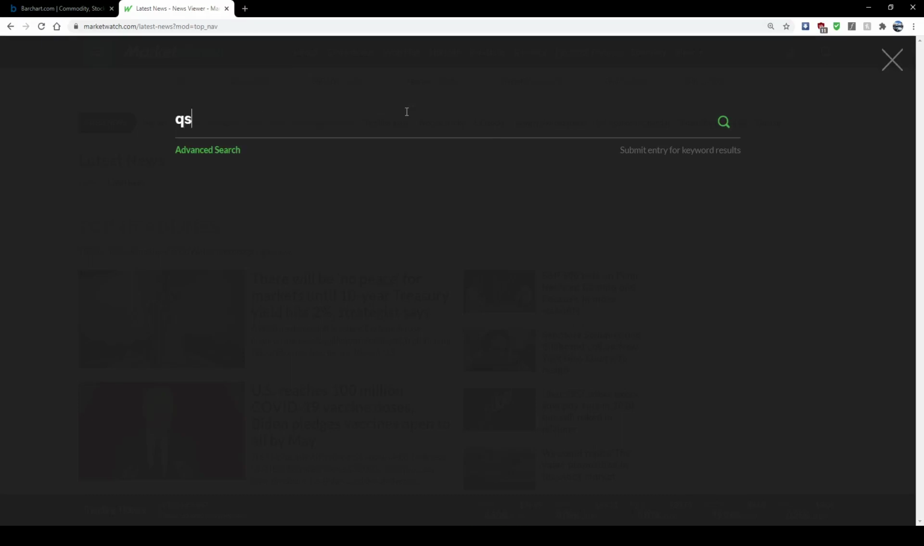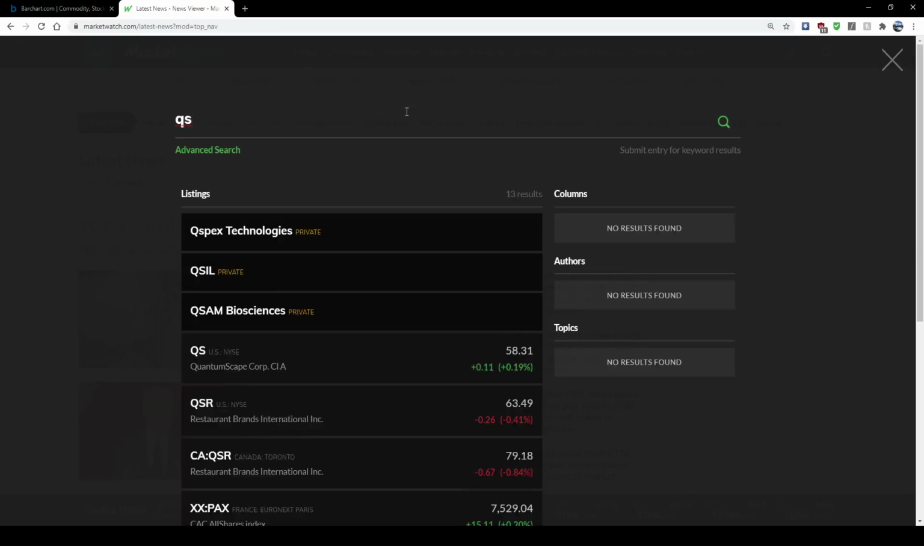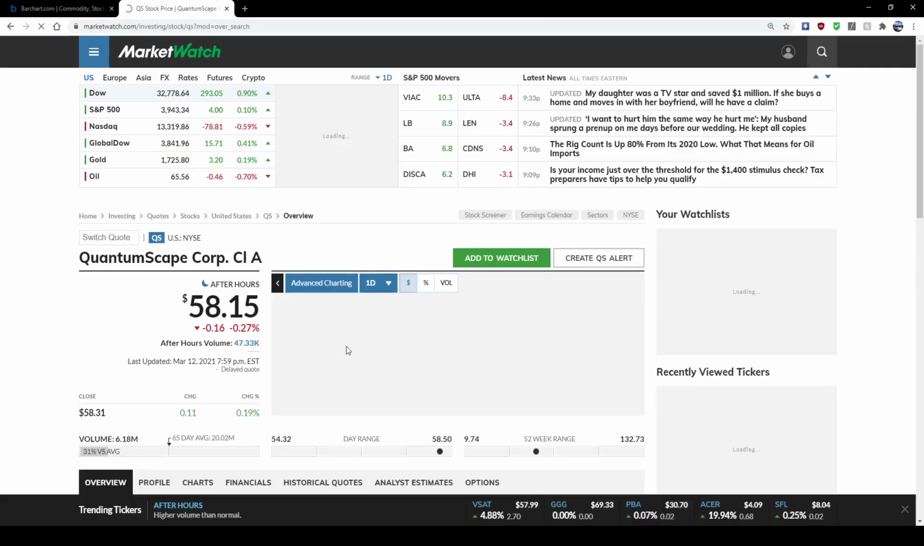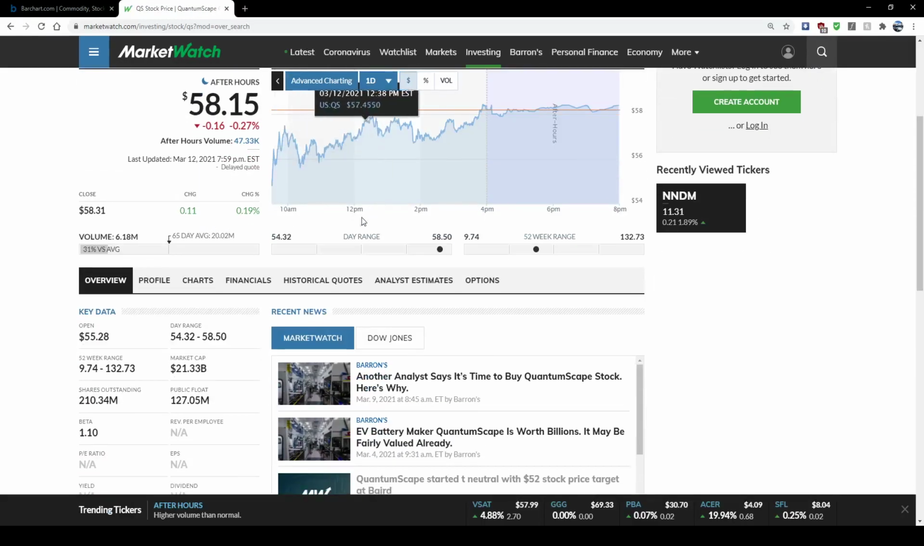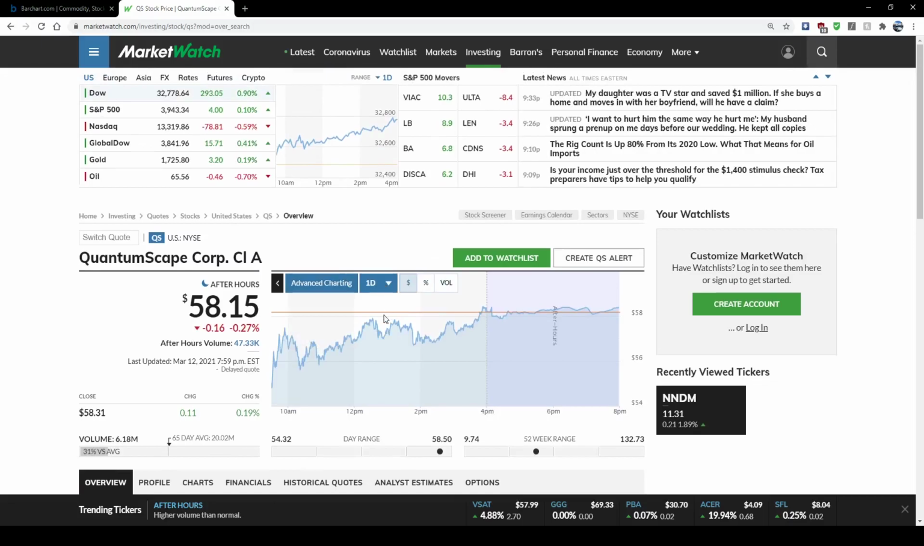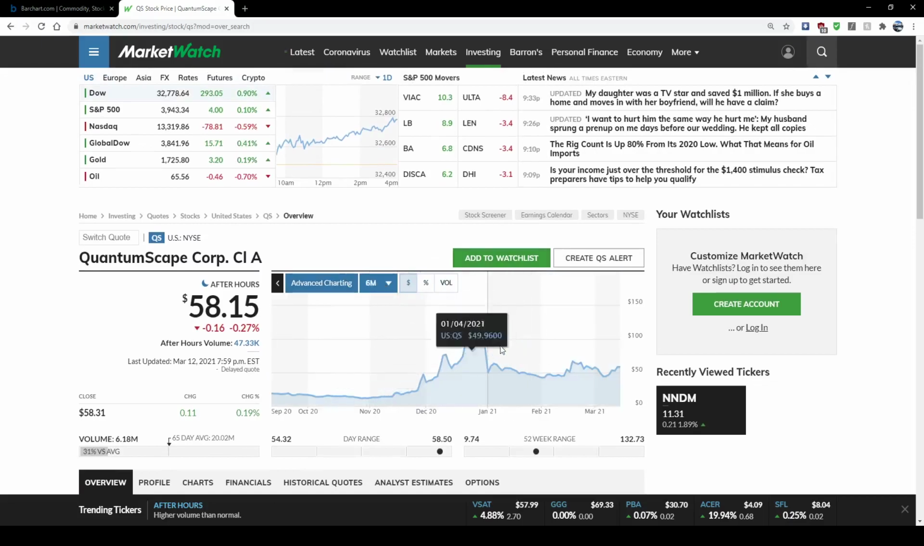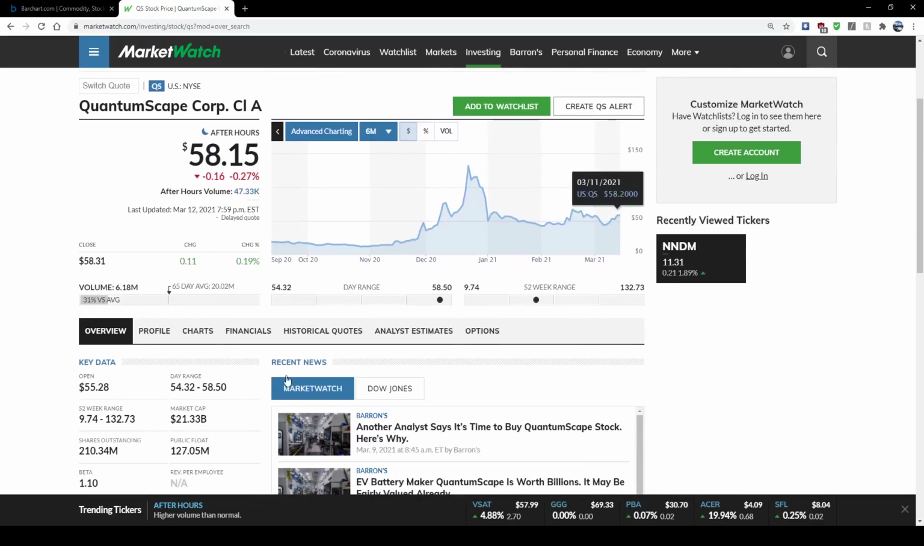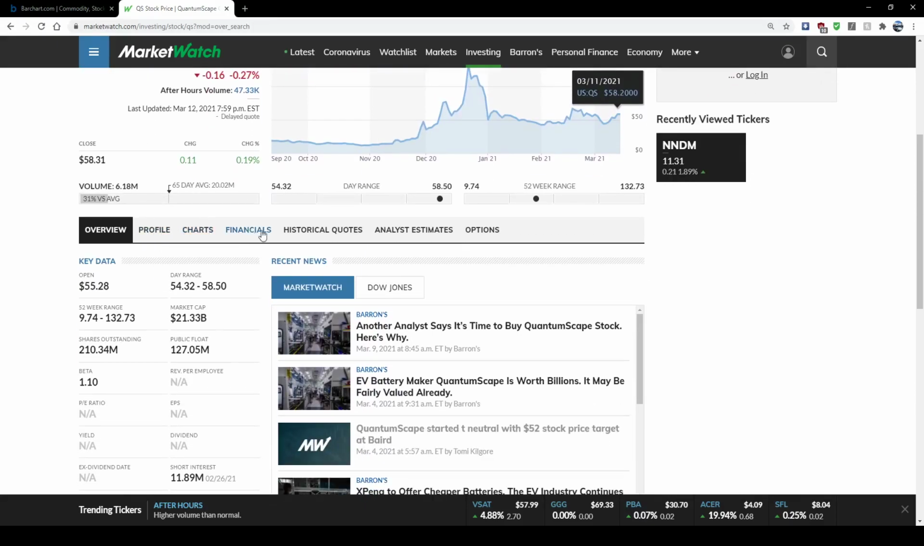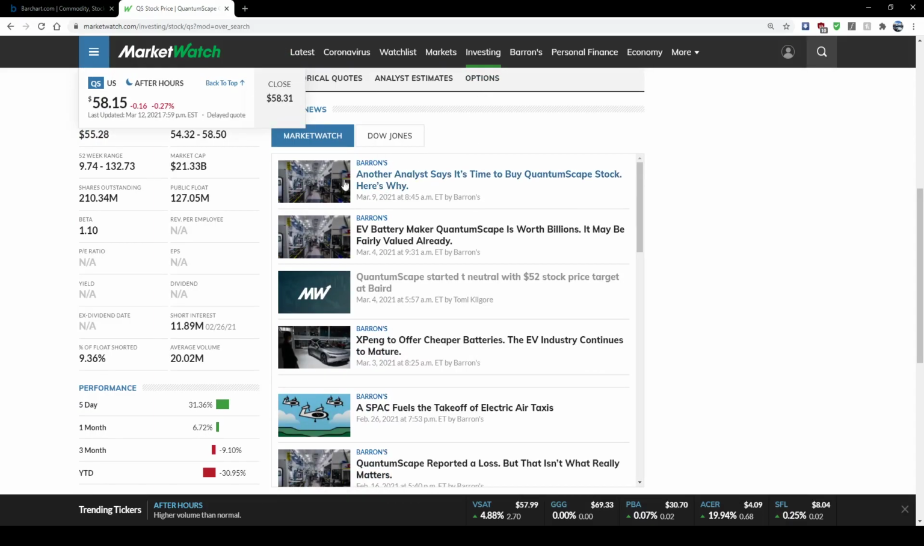So I'm personally in 500 shares of QuantumScape. And so notice right here we have the information about QuantumScape. You're able to pull up a chart. Say I want a 6-month chart, and it'll give me the overall price action. On top of that, it'll give you a profile, overview, financials, historical quotes, and then options, along with all recent news having to deal with this stock in particular.